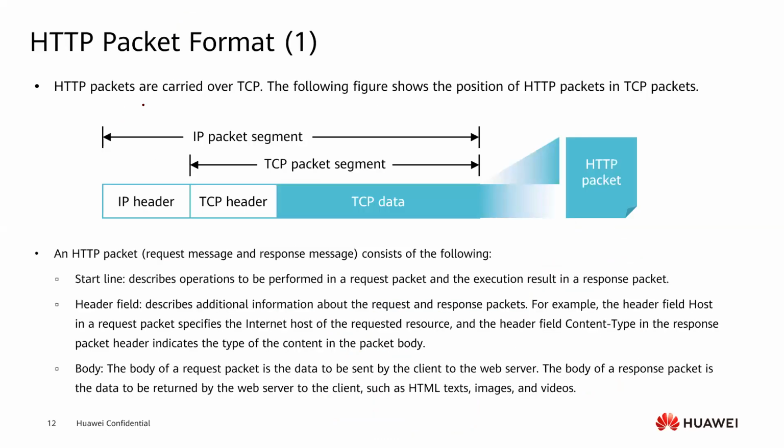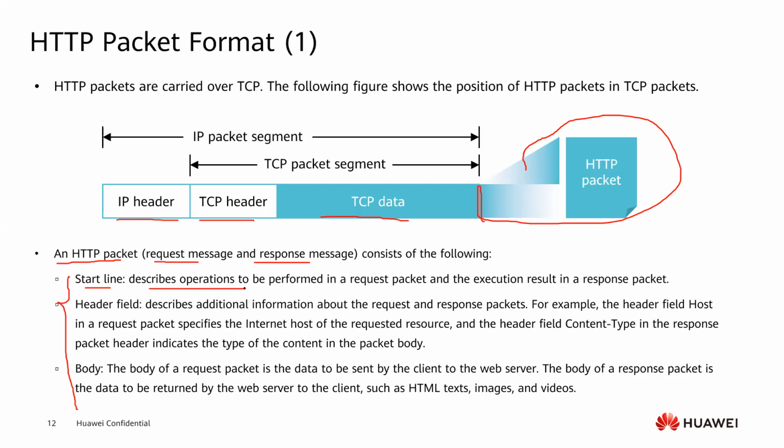This is the HTTP packet format. I think we saw it yesterday: IP header, TCP header, and TCP data, and after the TCP data is the HTTP packet. HTTP packets have two types: request message and response message. They can be divided into three parts. The start line describes the operation to be performed in a request packet, and the execution result in a response packet. That means the start line in the request packet and in the response packet are different. Then there is the header field, which describes additional information about the request and response packets.